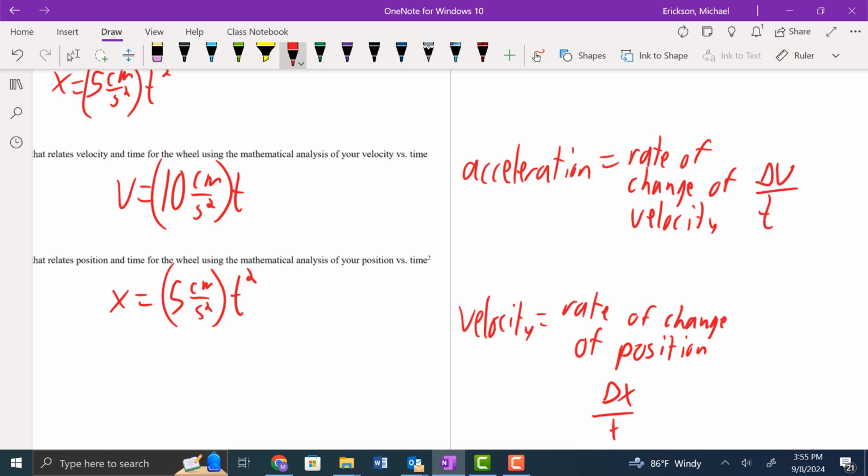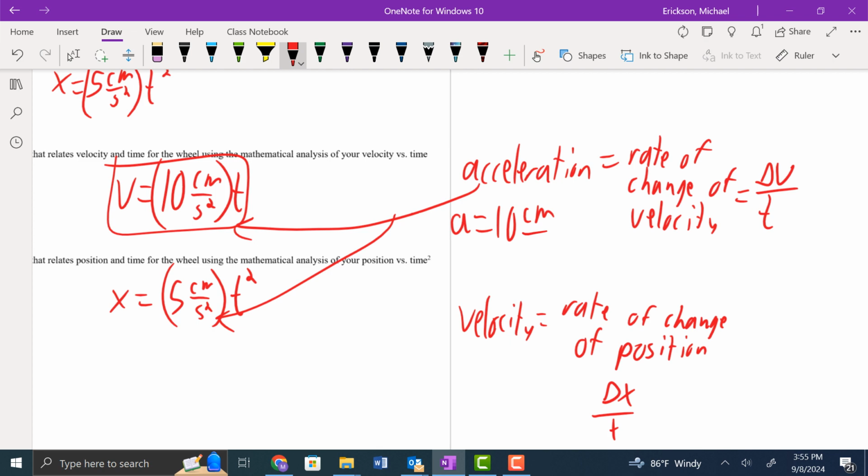Now, the big question I have for you is, which one of these is actually your acceleration? Which one do you think it is? I've kind of given you the formula here. The formula for it is delta v over t. And so if I think about what my graphs are actually calculating, this is the only one that actually is delta v over t. This one right here. This is delta v over t, the way I got that 10 centimeters per second squared. So my acceleration for this whole wheel lab is 10 centimeters per second squared.